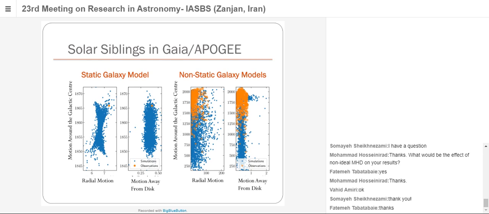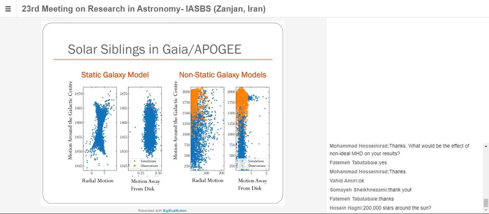These are, again, orbital actions, but I'm showing them with their qualitative definitions. In blue, I'm showing the results of those simulations, both in the static galaxy model with just an analytic bulge, disk and halo, and then these non-static galaxy models with GMCs, spiral arms, and a bar. The simulations are in blue, and then observations of not all stars in our catalog, just ones that are near our simulated data, are overplotted in orange. The sun's values are essentially at the very center of those distributions on the left in the static galaxy model. So we have at least one observed star that is very close to the sun in chemistry space and in kinematic space.